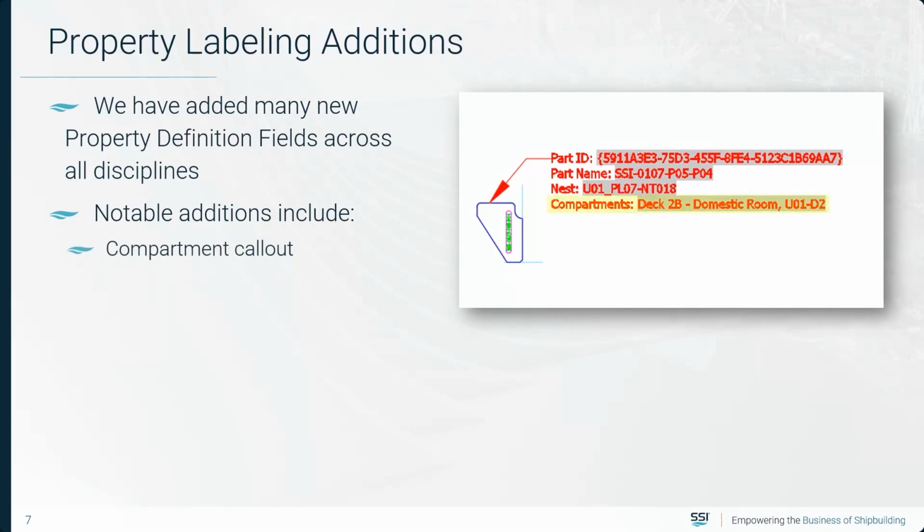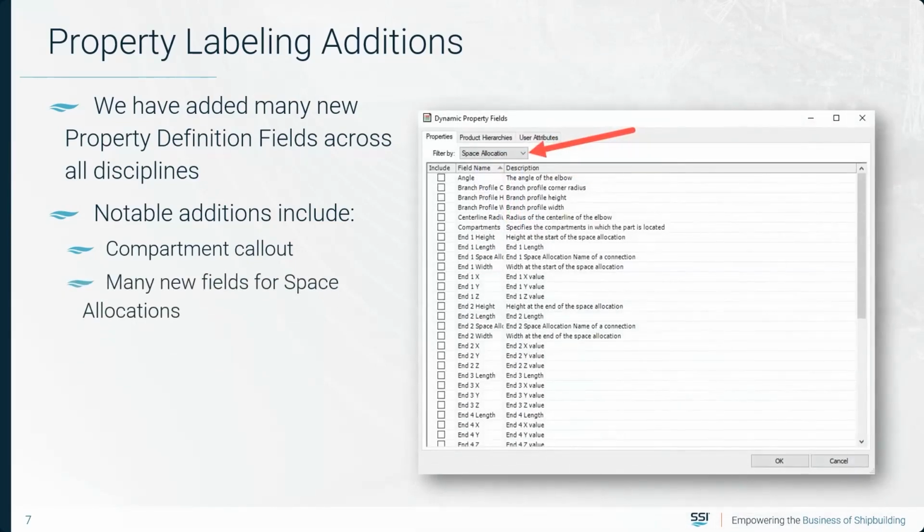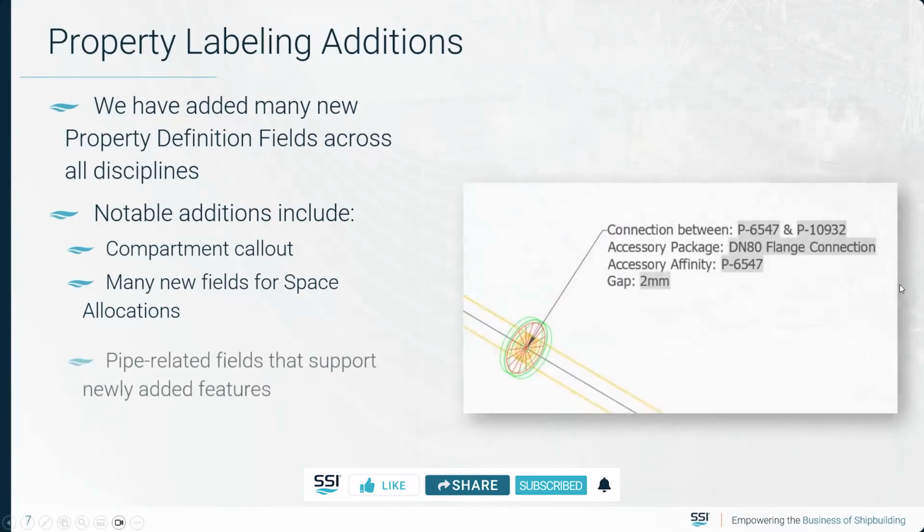So we now have the compartment callout that's available for all of the different item types within the dynamic property definitions. There are also many new property fields for space allocations, including volume, surface area, inside radius, centerline radius, and length between ends, just to name a few. But this list has more than doubled in size for space allocations. So there have been a lot of additions here.